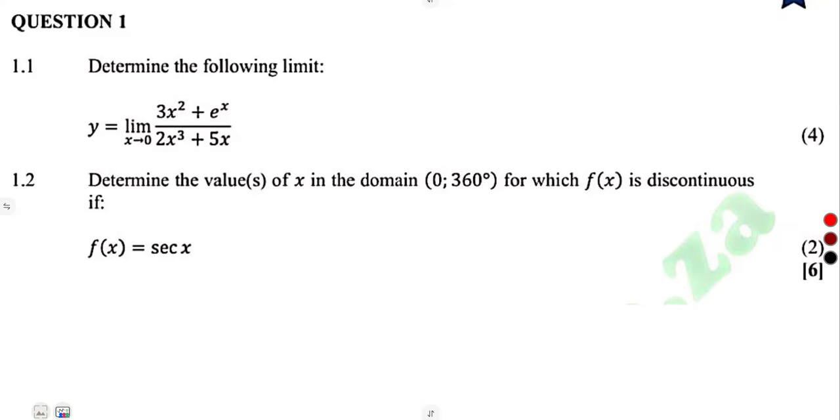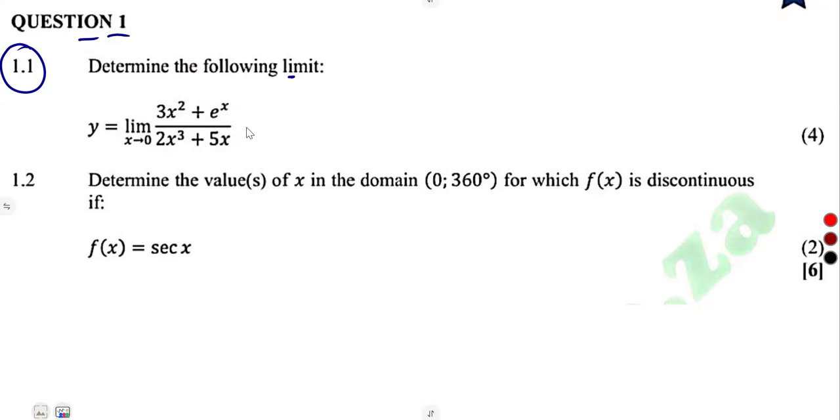So the first part that you're going to have is on our limits and continuity. That was our question number one. And you were given 1.1 to determine the following limit. This question paper, if we are to consider, most of the questions were having errors in terms of answering the memo, and also some of the questions being displayed.